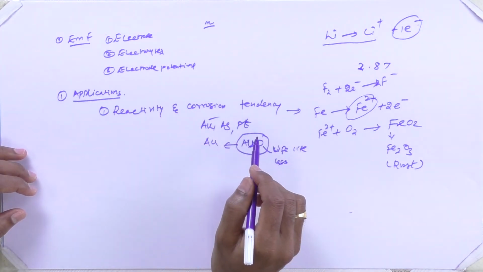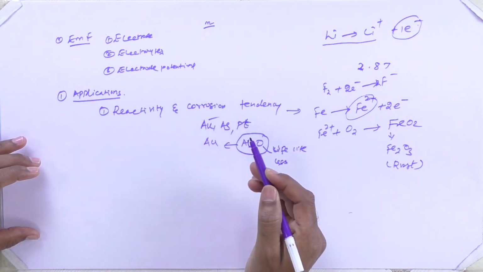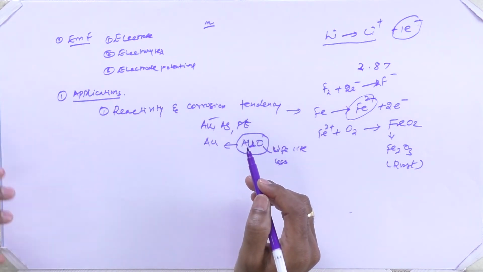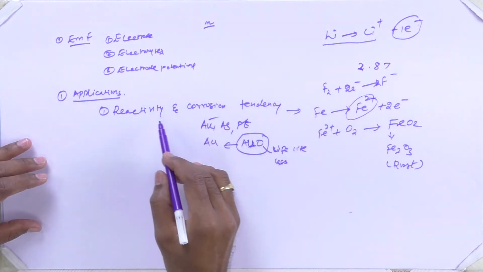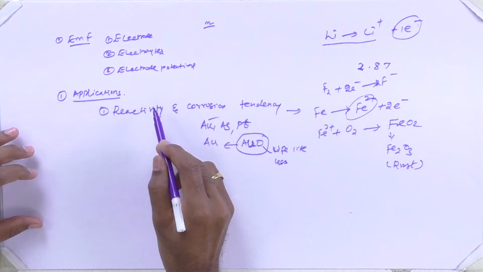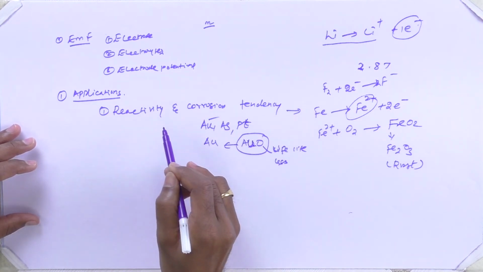Therefore, simply we can say that if the metals are placed above hydrogen, they will all have high corrosion. So the reactivity of a metal can be predicted based on the position of the metal in the electrochemical series.